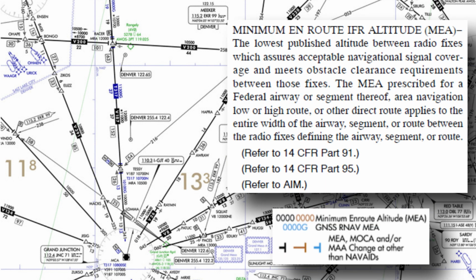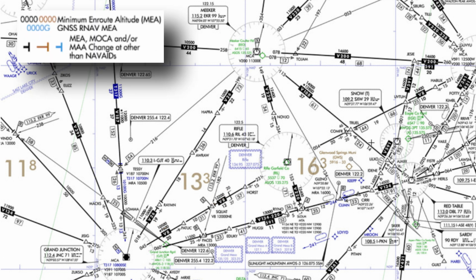MEAs are the lowest published altitude between radio fixes, which assures acceptable navigational signal coverage and meets obstacle clearance requirements between those fixes. There are two MEAs on the Victor 8 airway between Grand Junction VOR and Rifle VOR. Between Grand Junction VOR and Squat Waypoint, the MEA is 10,500 feet. Between Rifle VOR and Squat, the MEA is 13,200 feet. An MEA change on an airway is indicated by a sideways T at an intersection. Notice on Victor 8, Squat is enclosed with the sideways Ts, whereas Paddock and Horst are not.